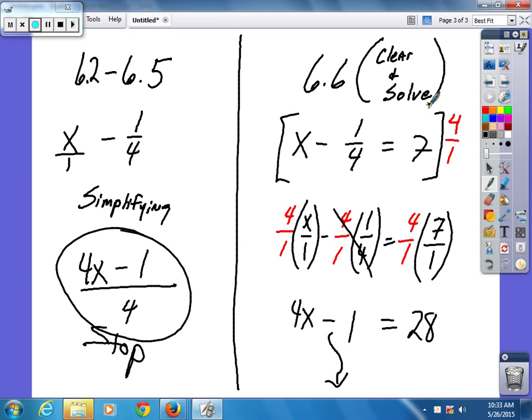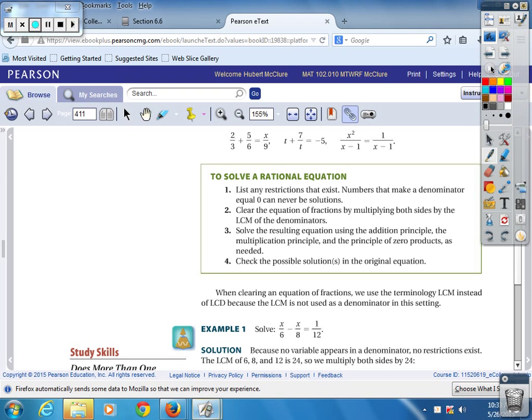A good portion of your test is going to be made up of this, but this is real simple. Okay? So let's take example, this one right here. X over 6 minus x over 8 is equal to 1/12.